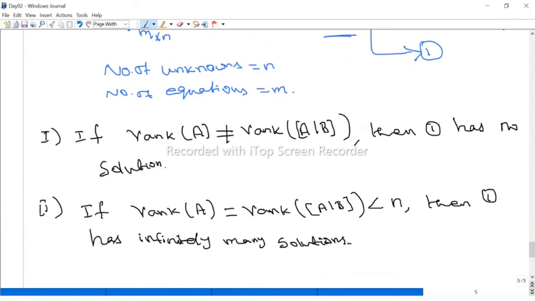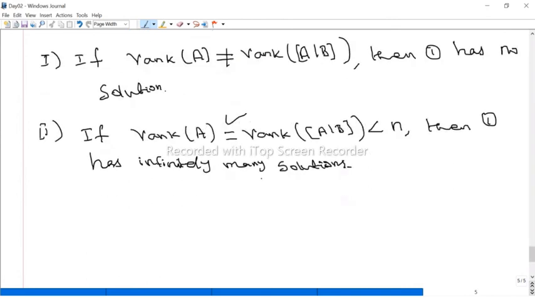So what is the guarantee that a solution exists? The rank of the matrix should be equal to the rank of the augmented matrix. And if it is less than n, where n is the number of unknowns, then the system has infinitely many solutions. Suppose it is equal to n, then it has a unique solution. So that is the third one.